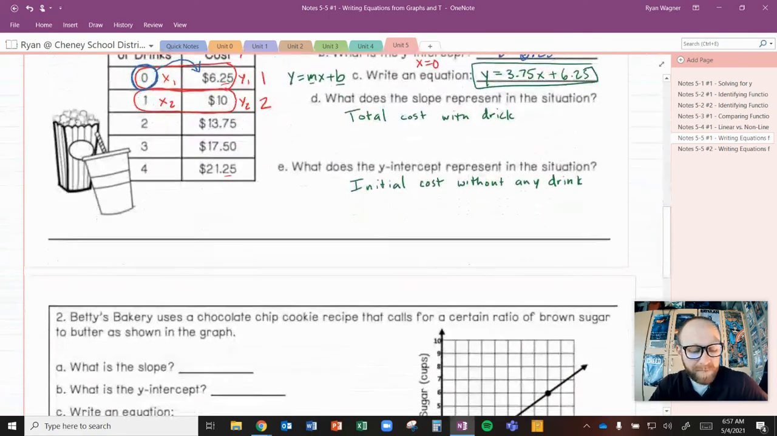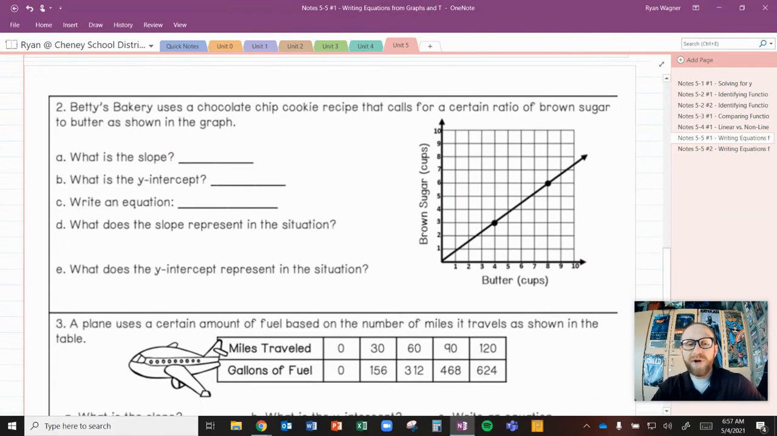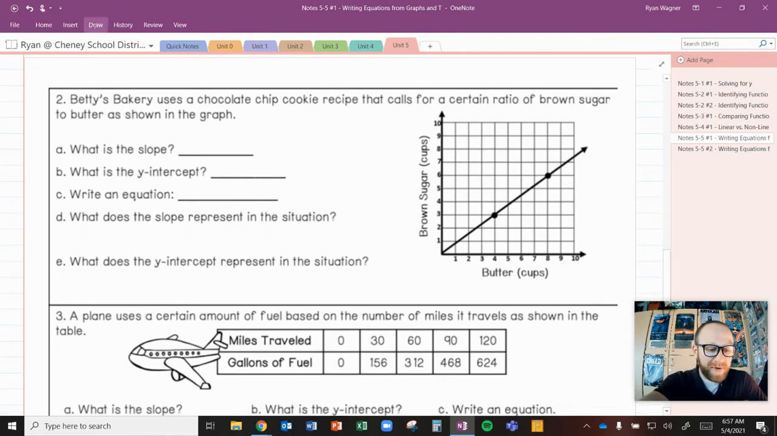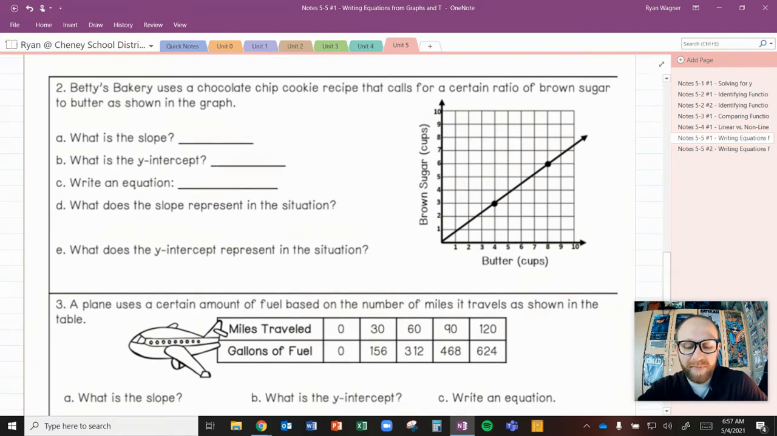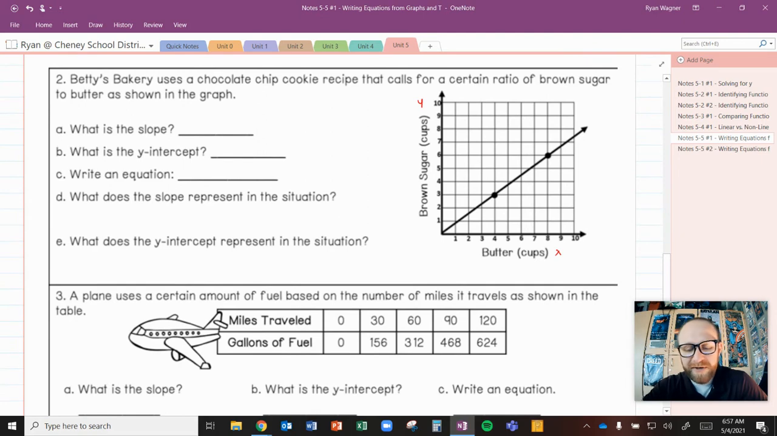Okay? All right, let's look at number 2. So number 2, we've kind of already done. We're looking at a graph, we're writing an equation. Betty's Bakery uses a chocolate chip cookie recipe that calls for a certain ratio of brown sugar to butter as shown by the graph. So brown sugar, butter. Our y is our dependent, our x is our independent. So we need to find the slope, we need to find the y-intercept, and then we write an equation.